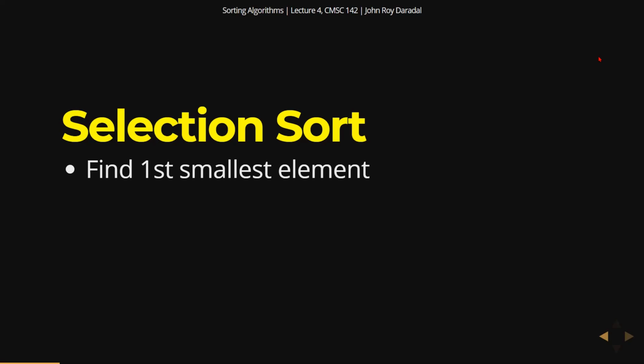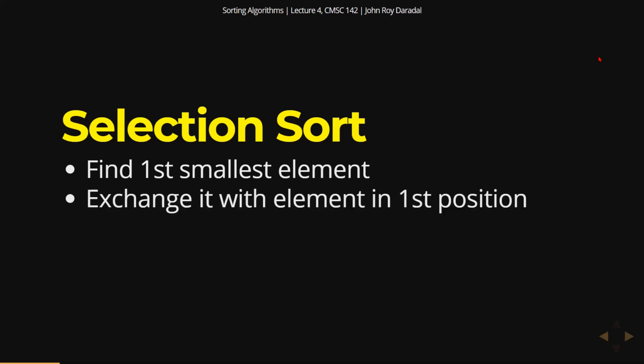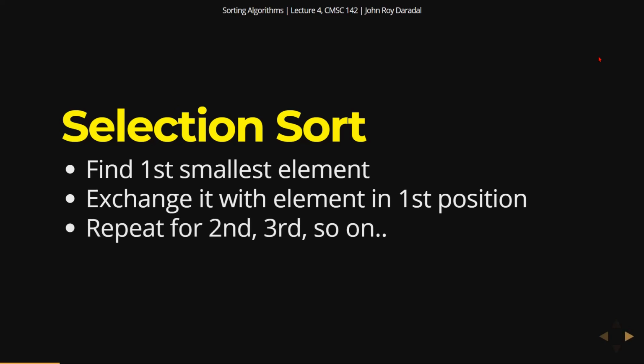So basically, how it works is like this. First, you need to find the first smallest element, and then you swap it with the element in the first position because that's the smallest one. And then you do that. You do the same thing for the second smallest element and swap it with the second position. Find the third smallest element and swap it with the third position, and so on until you have found everything.